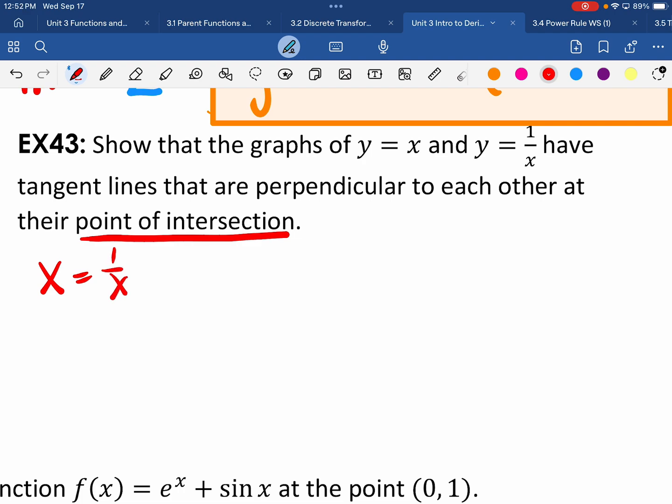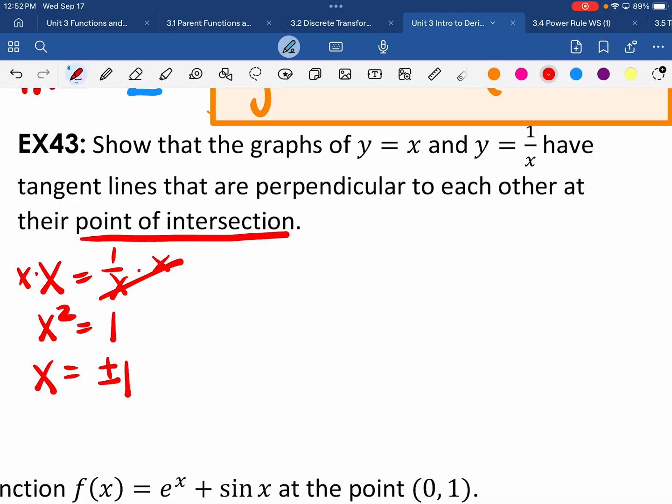So what would I do here to solve for x? Multiply by x, so I get x squared equals 1. So square root, so I get x equals plus or minus 1. Those are the x's. So I have x equals 1 and -1. There's two. So you have to plug in both.